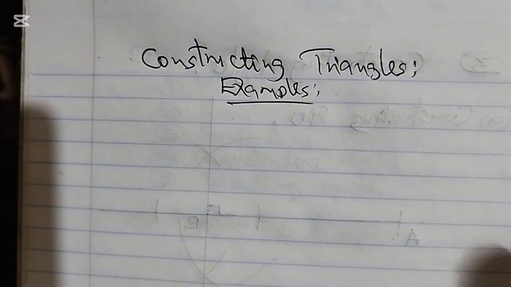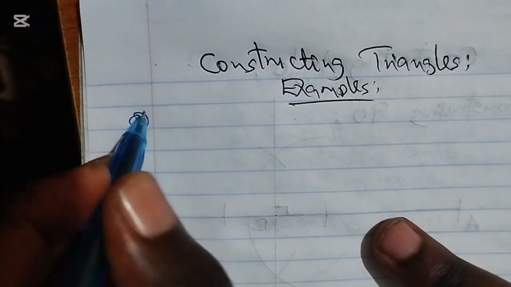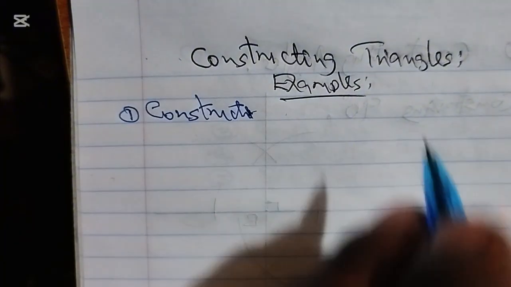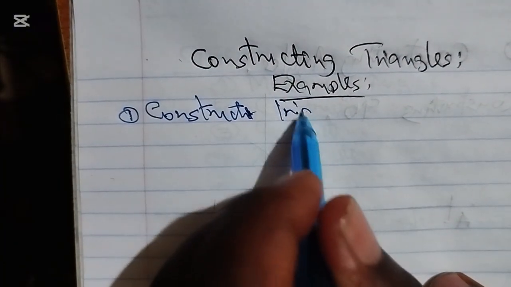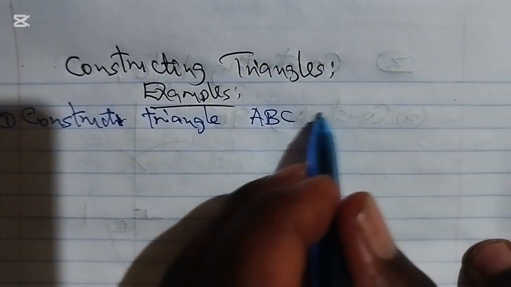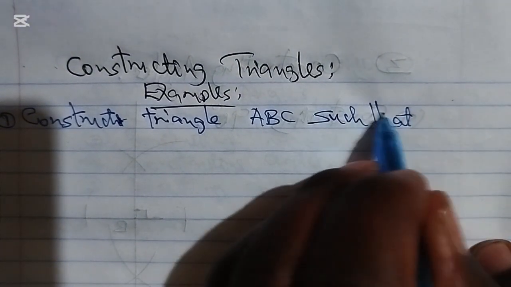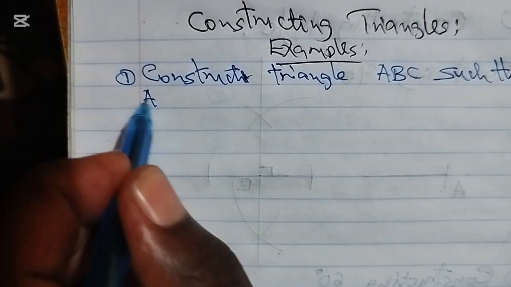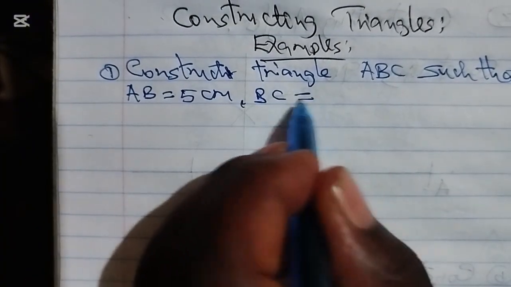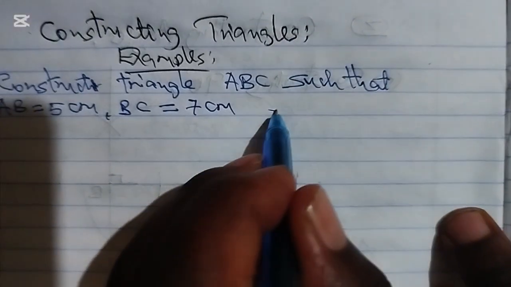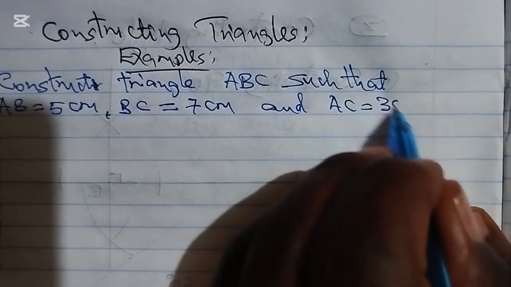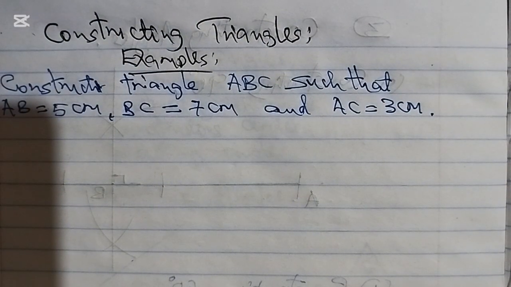Okay, so example 1, let us say: construct triangle ABC such that AB is equal to 5 centimeters, BC is equal to 7 centimeters, and AC is equal to 3 centimeters. So that is the first example.